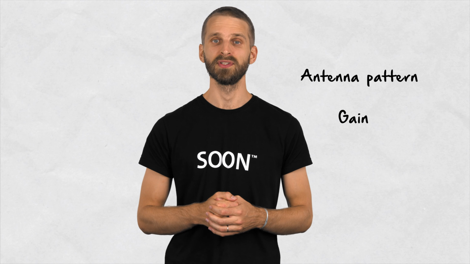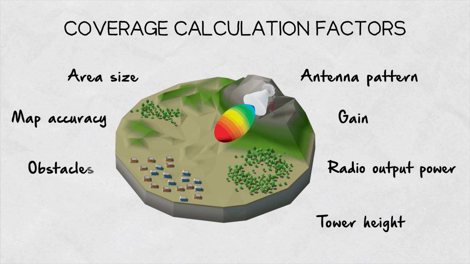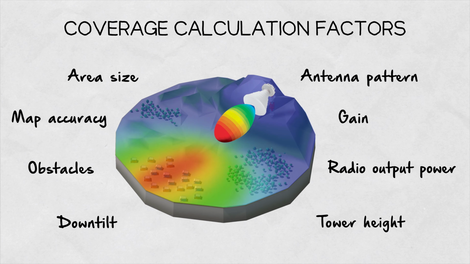The truth is, there are a handful of parameters that are needed for precise coverage prediction: antenna radiation pattern, its gain, radio output power, and accurate map data. With these, it is possible to obtain what coverage truly is, a continuous image of signal strength in an area.